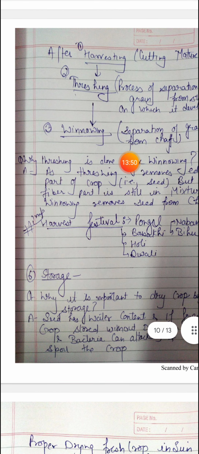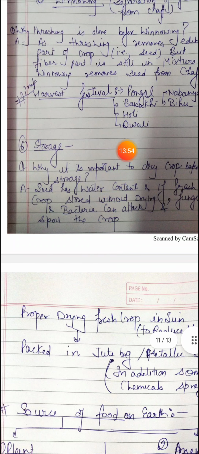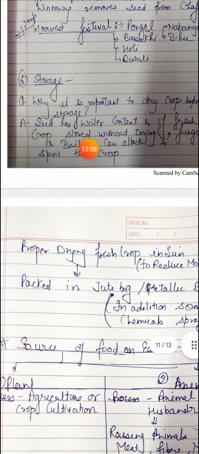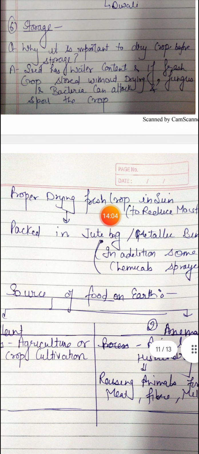Now the next one is harvest festival, that is a question also, so you will see that. Now the last step you will do is storage. Storage is very important. If you do not store them properly in dry condition, fungus will come and it will destroy your food.